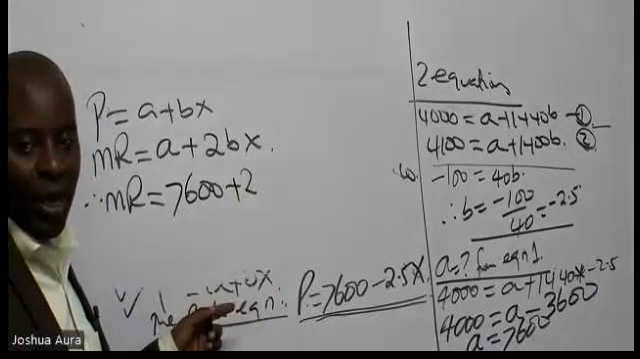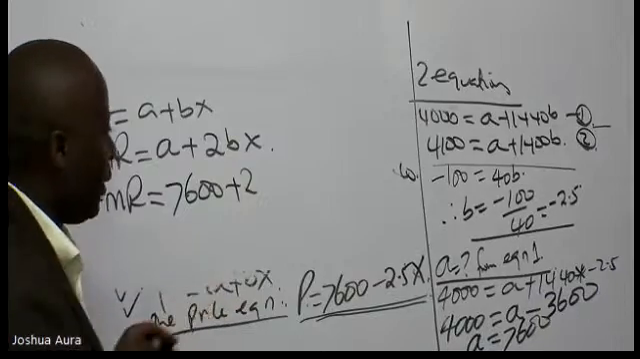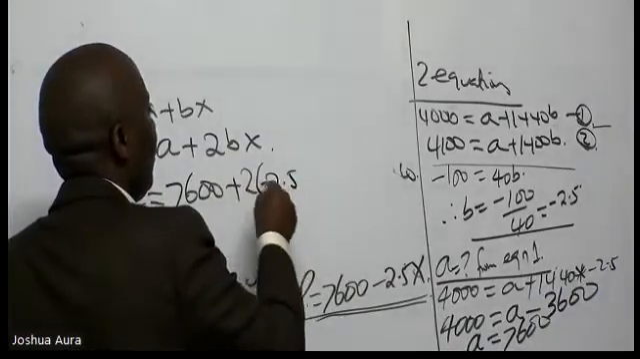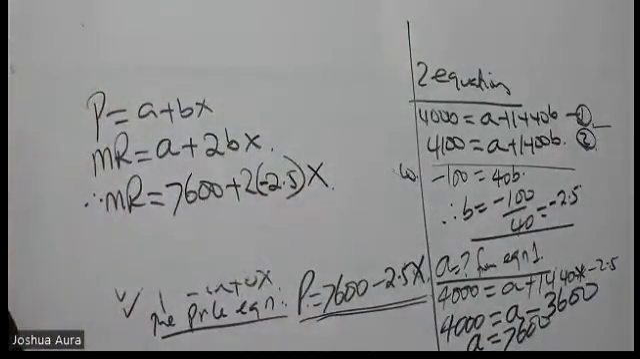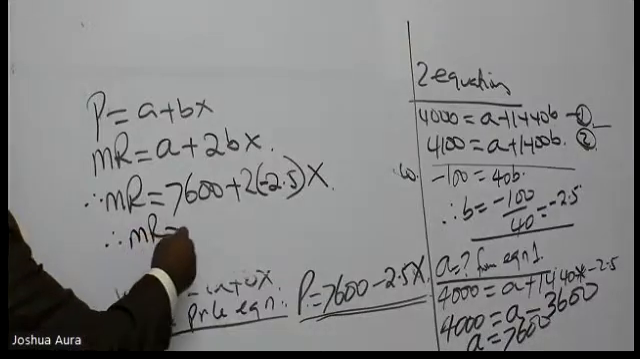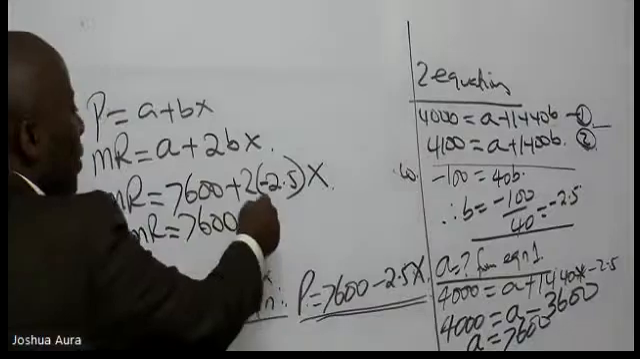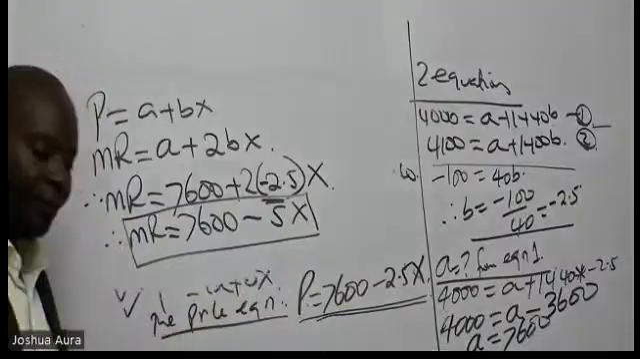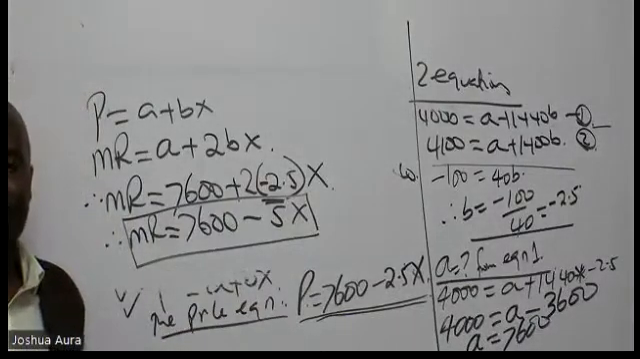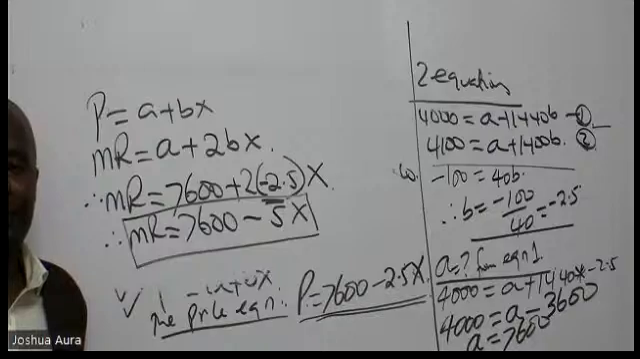Do you know the value of B? Minus 2.5. Then of course, X, we don't know X. So meaning that my marginal revenue will end up being 7,600 minus 5X. This is the answer. Very important formula. You guys should even clap for me. I've given you a formula you guys have never known. A very important formula.